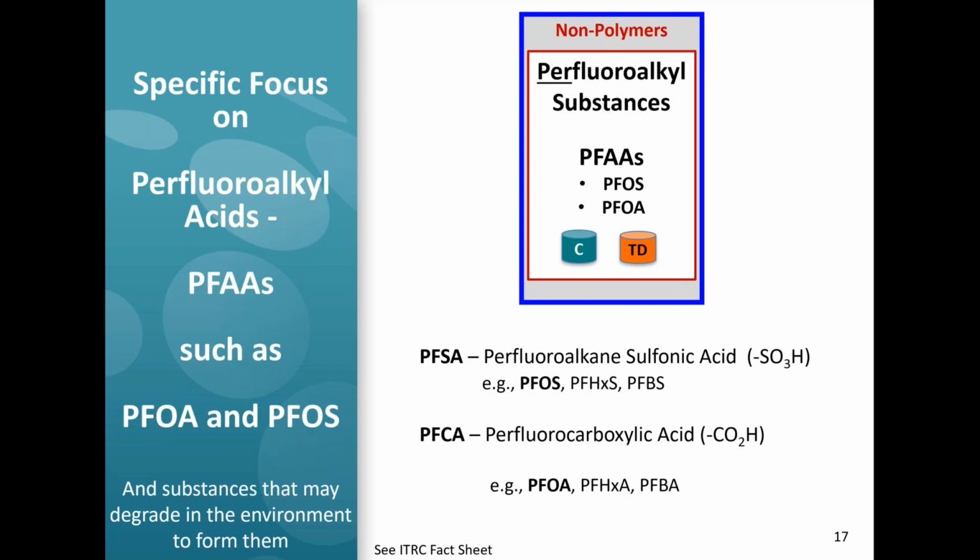So going back to why we're talking about this in the first place, of specific focus we know are the perfluoroalkyl acids, things like PFOA and PFOS and homologs of them, and the substances that may degrade to form them in the environment. Next slide, please.